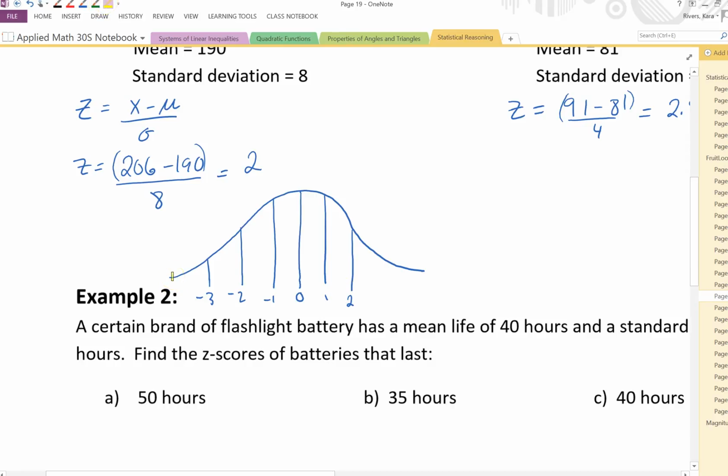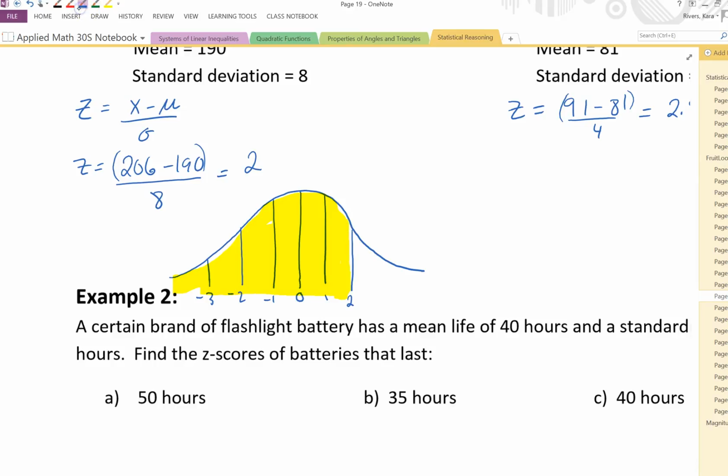So if I were to shade my area, and I'm just going to use a highlighter here so that you can still see what's going on, that would be everything in this region, right? That would be the total area up to and including 2.